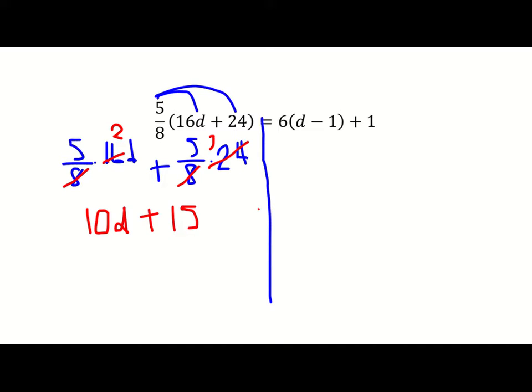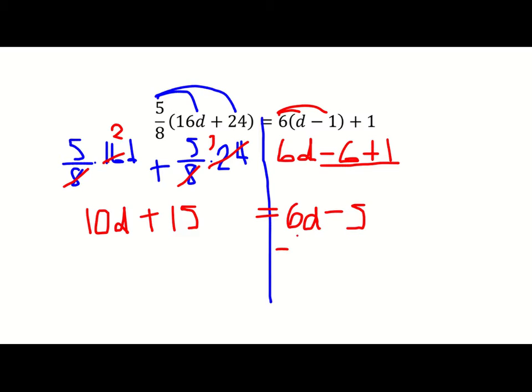Now if I continue the problem, on the other side I need to distribute the whole number 6 to the d and the negative 1. So that's going to be 6d minus 6 times 1 is 6 plus 1. And then I can go ahead and combine my like terms. Negative 6 plus 1: that's going to stay 6d, and negative 6 plus 1 is negative 5. So just by multiplying out the fraction and then distributing and combining like terms, we are down to a basic equation.